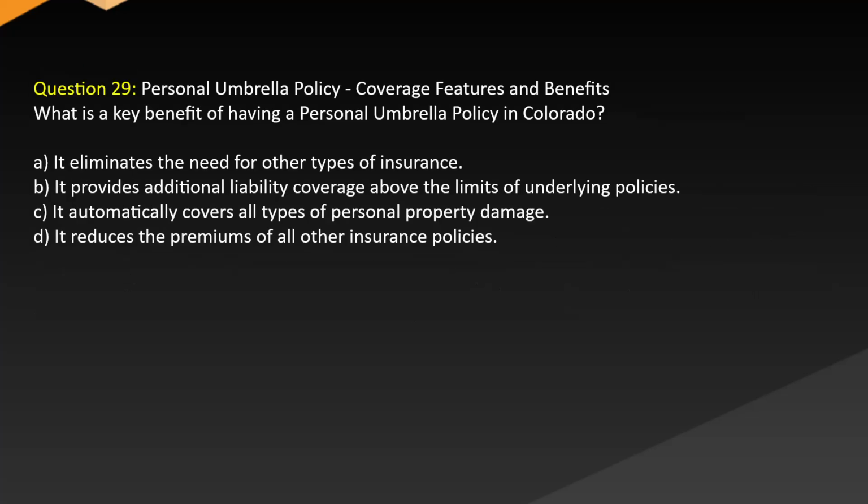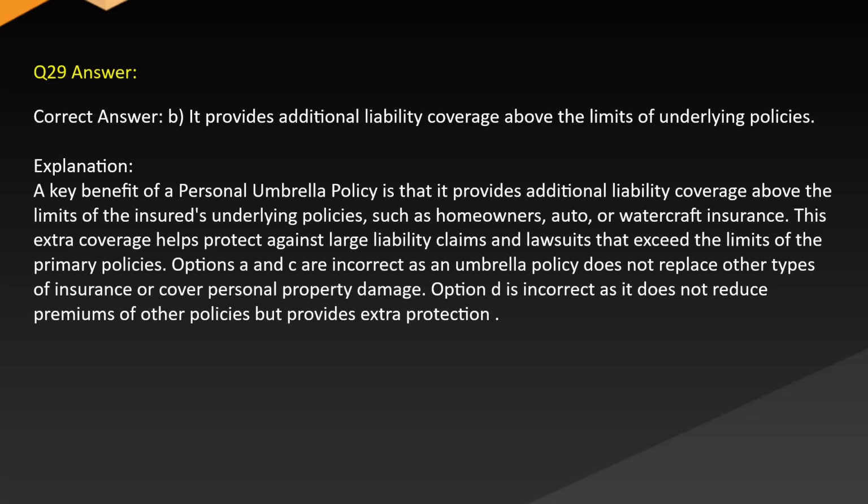Question 29. Personal umbrella policy. Coverage features and benefits. What is a key benefit of having a personal umbrella policy in Colorado? A. It eliminates the need for other types of insurance. B. It provides additional liability coverage above the limits of underlying policies. C. It automatically covers all types of personal property damage. D. It reduces the premiums of all other insurance policies. Correct answer. B. It provides additional liability coverage above the limits of underlying policies.